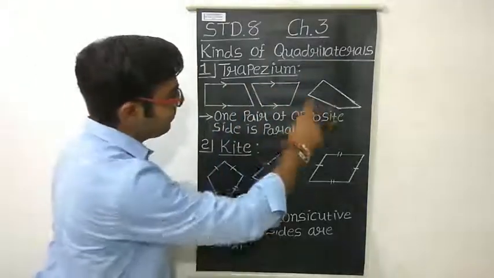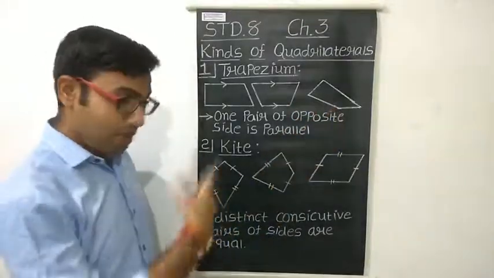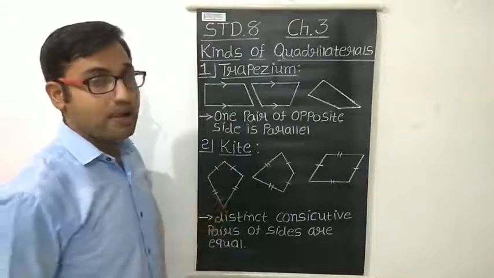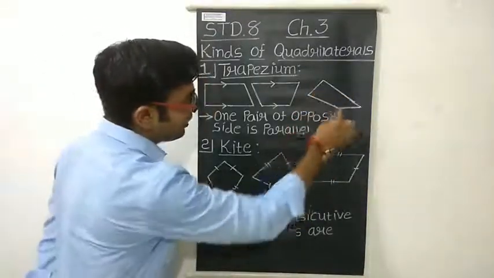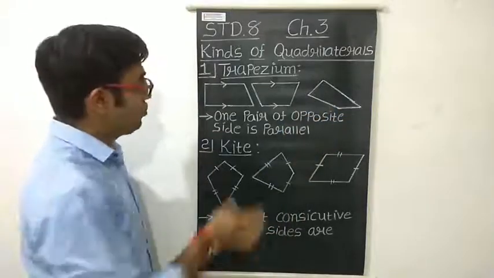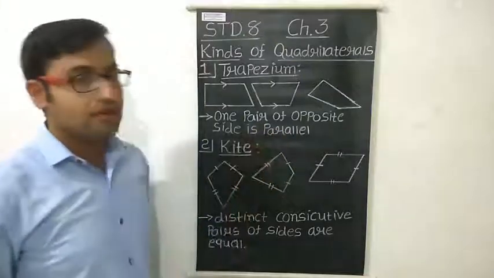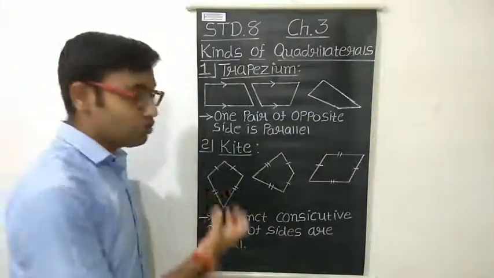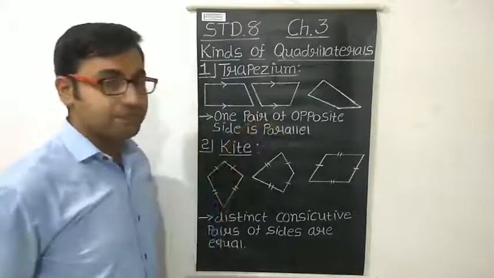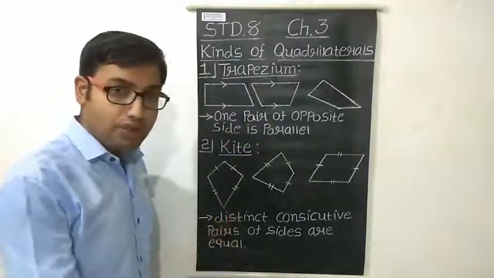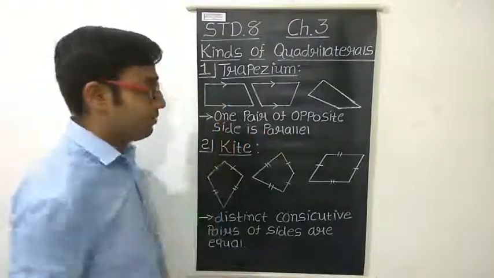Can we say that this is a trapezium? No, because none of the opposite pairs are parallel. See, this line and this line are not parallel. This line and this line are also not parallel. So a trapezium is a quadrilateral in which only one pair of opposite sides is parallel. This is the least requirement to have a trapezium. It can have more properties, but this is the least property to have a trapezium.